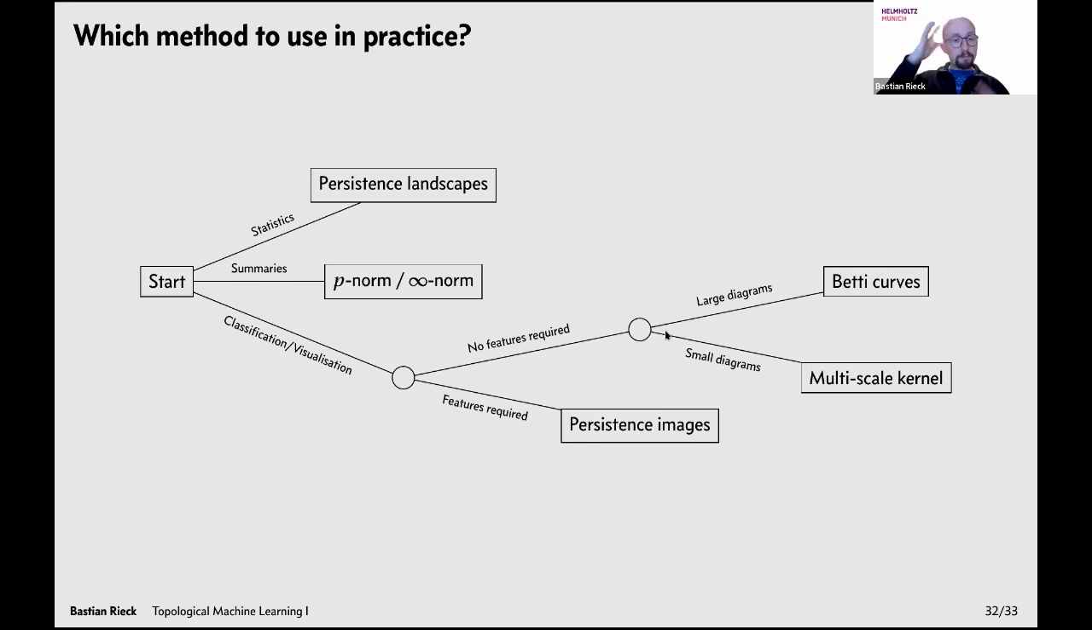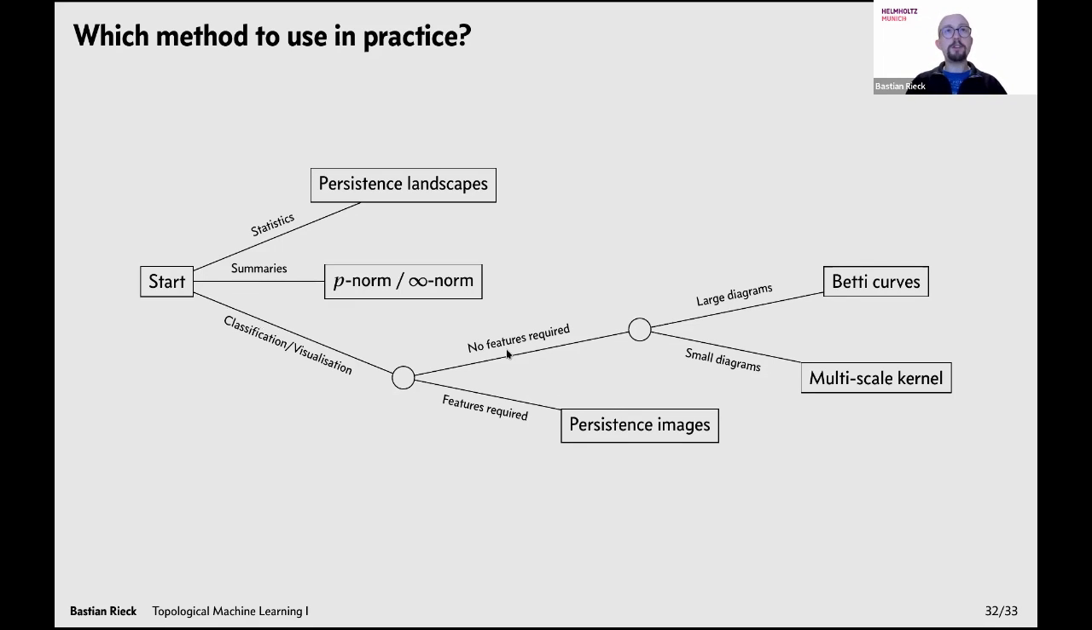Now, which method to use in practice? I'm going to send the slides around so we don't have to go through this in detail, but I just want to point out that the main path you will probably want to take is this: if you want to do classification or visualization and you want features of your data, then just take the persistence images as a first step. That doesn't mean that it's the best one here.